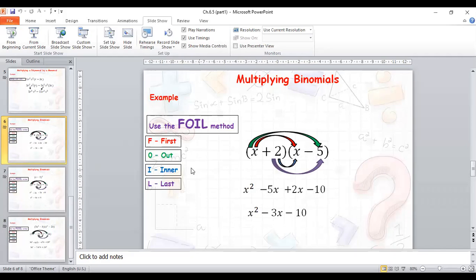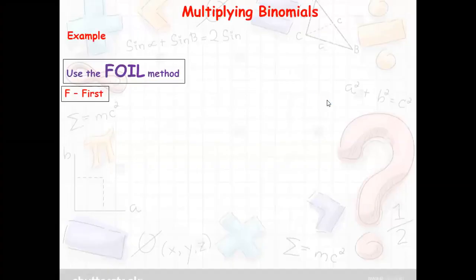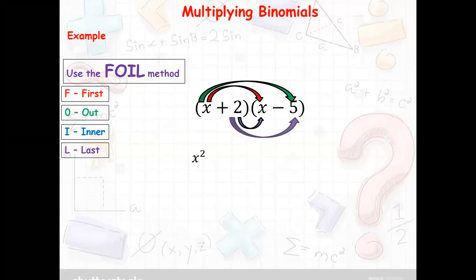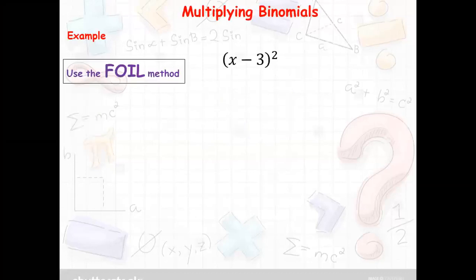So this is how you can solve by choosing either the FOIL method or the longer way of multiplication. Let's see one more example using the FOIL method. The question is (x minus 3) whole squared. Now x minus 3 whole squared means x minus 3 multiplied by x minus 3. It's like the power of 2.